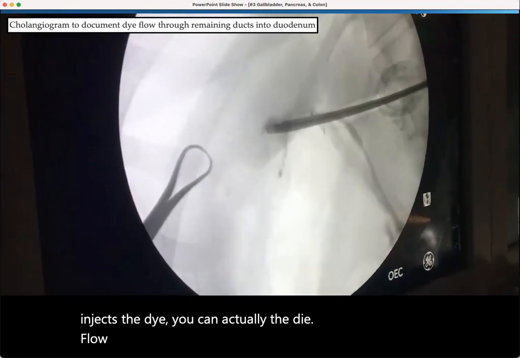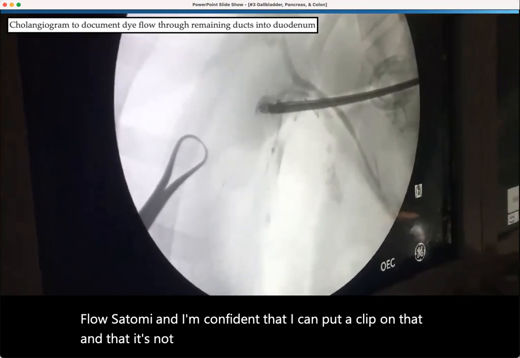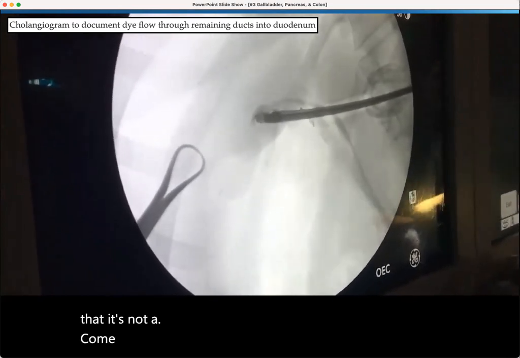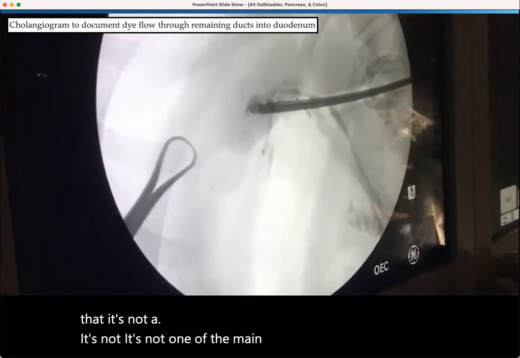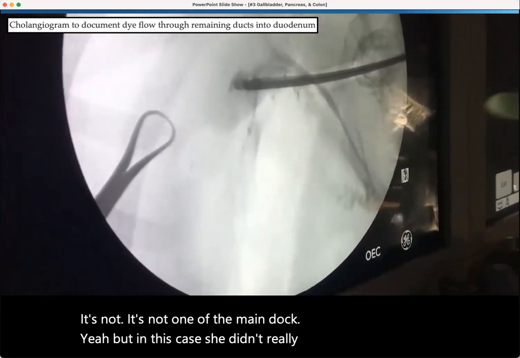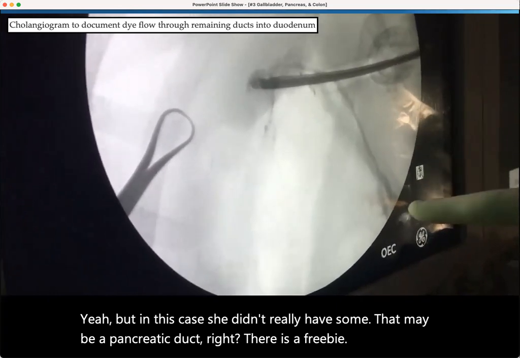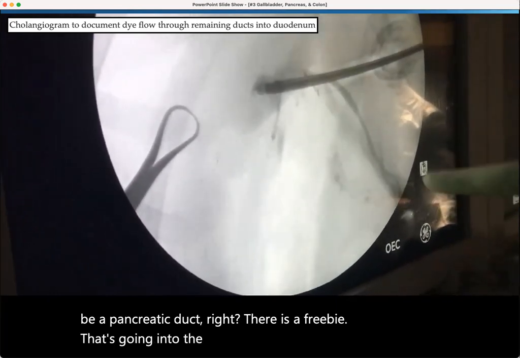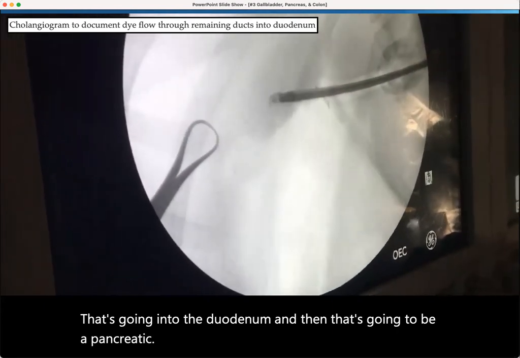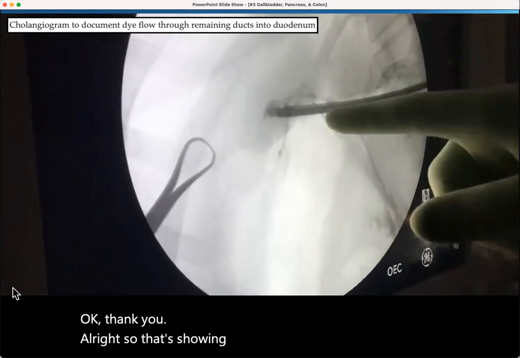Anatomy, and I'm confident that I can put a clip on that, and that it's not a it's not one of the main ducts. Yeah, but in this case, she doesn't really have. So that may be a pancreatic duct right there as a freebie. Right there, that's going into the duodenum, and then that's probably a pancreatic duct. Okay, thank you. All right, so that's showing. I'm confident that I can put a clip on that.